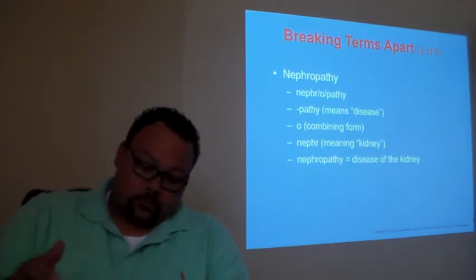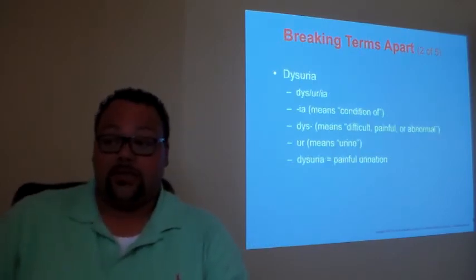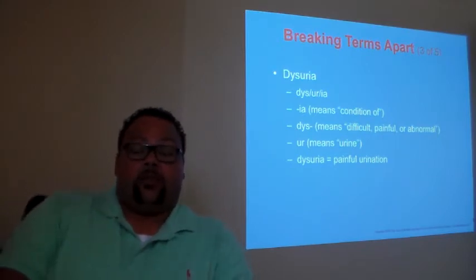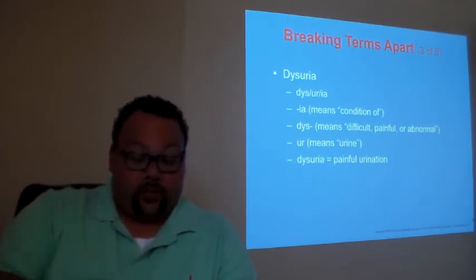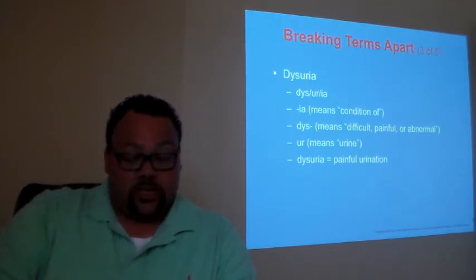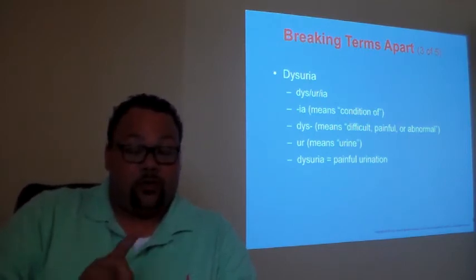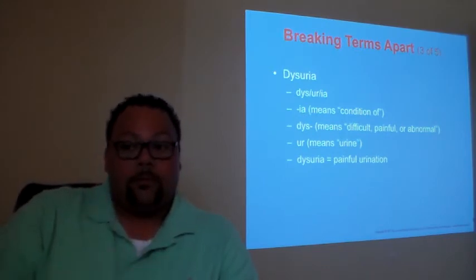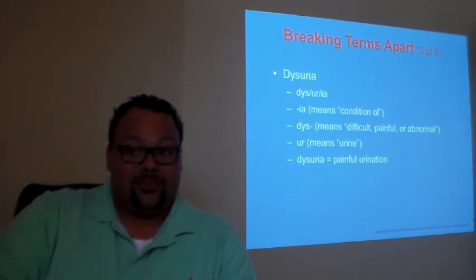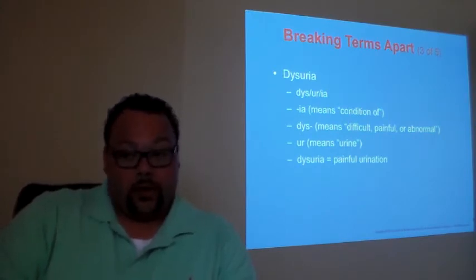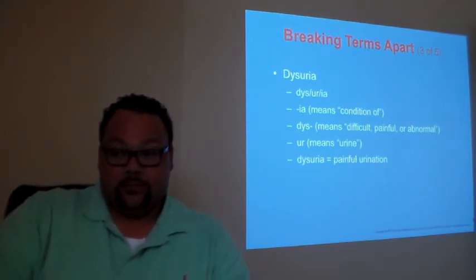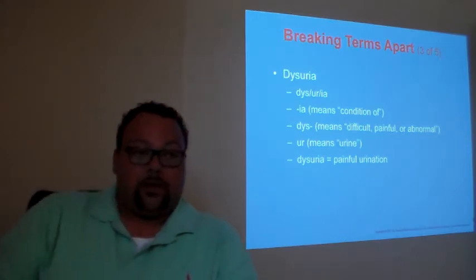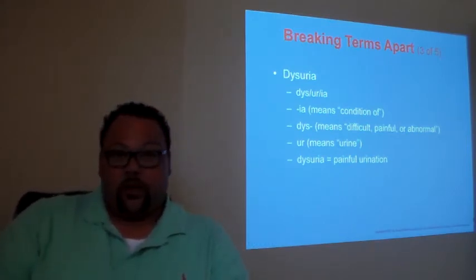Okay. Another one, you'll see this one very commonly, dysuria. The suffix ia is a condition of. Dys means difficult, painful, or abnormal. Dys means something is not right. And ur or uri is urine. Okay, dysuria means it hurts when I pee. All right, any question about that? Seems pretty simple, pretty straightforward. It's just learning how to break those words down because it'll help you to understand what it is a little better.